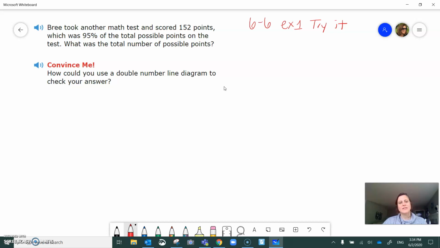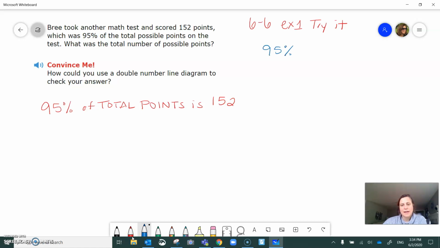So we're trying to figure out 95% of the total possible points is what gives us 152 points. 95% of some total possible points is 152 points. So we're going to translate this again. Instead of 95%, we could write it as 95 over 100, or we could write it as 0.95. It's up to you. I like 0.95 the most. 0.95. The word of in math means times. So I'm going to put parentheses to show that I'm going to multiply. The total points is unknown, so we'll put a P for total points. The word is your equal sign, 152.